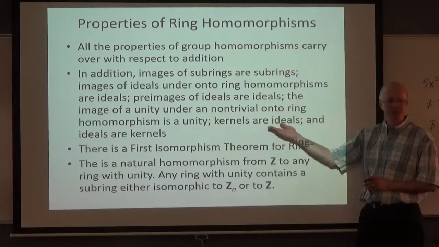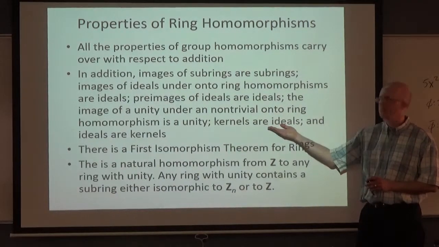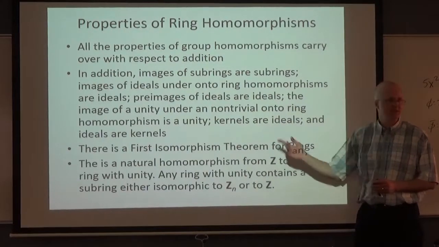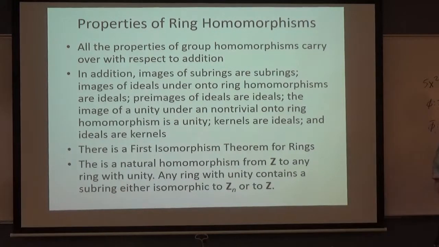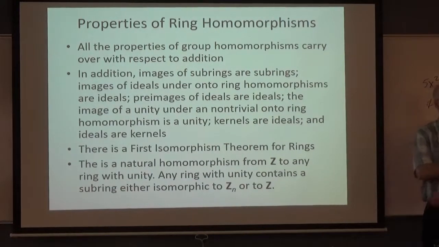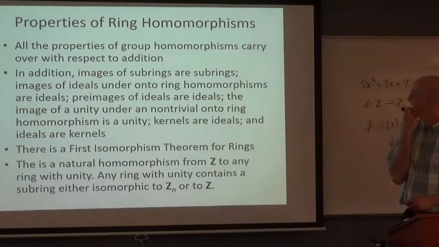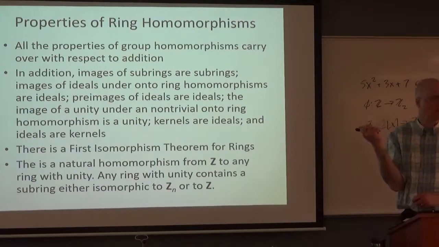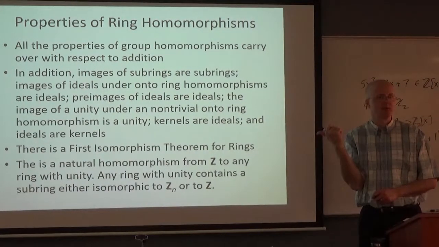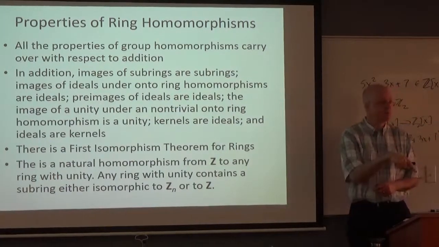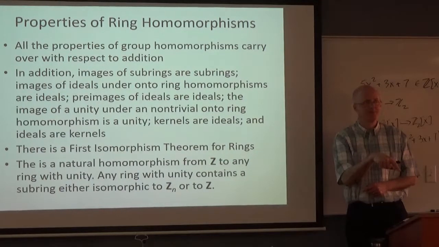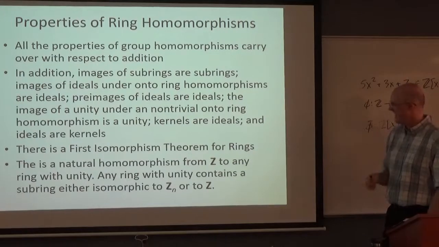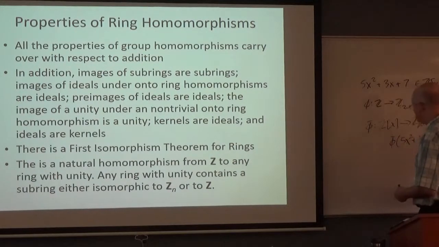Kernels are ideals. You proved that for today on your assignment. And ideals are also kernels. I guess you proved that one too. There is a first isomorphism theorem for rings. The group first isomorphism theorem was on exam 2. Okay, so I guess we did get through chapter 10 in exam 2. I did say it's a possibility for exam 3 here, and I suppose most likely, as far as exam 3 goes, knowing chapter 10 is good for chapter 15. So it's still worth reviewing. And again, a natural homomorphism from Z to any ring with unity.